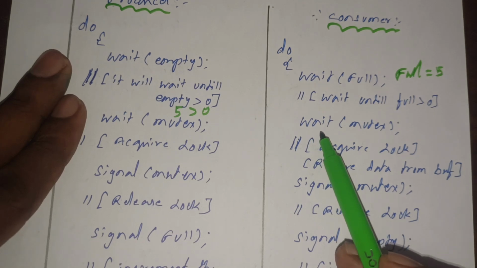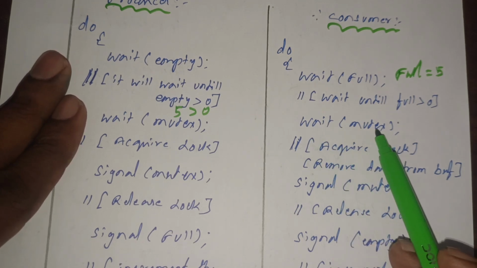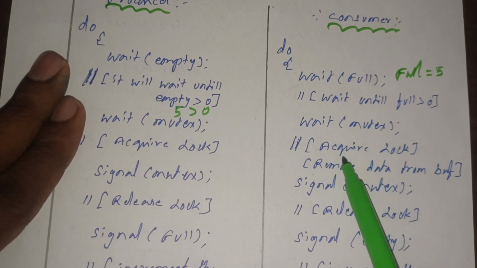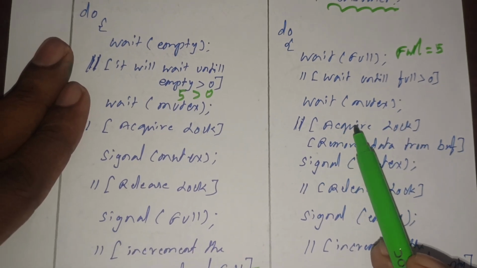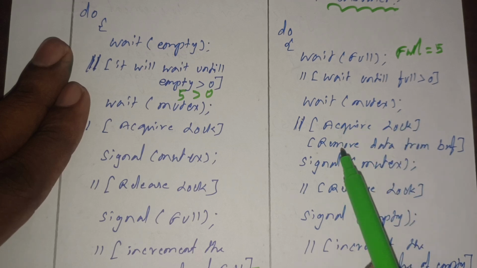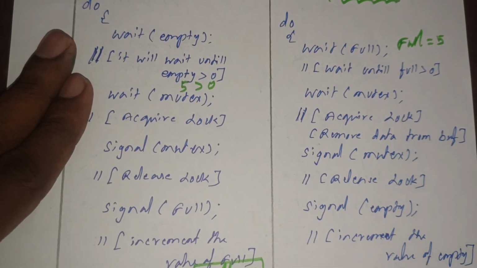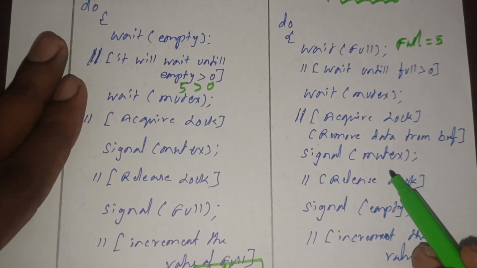Let's check how it consumes. Wait on mutex. So I'm going to call this mutex, that is to acquire. I'm going to enter this particular critical section. When I acquire, this consumer is going to remove the data from the buffer, that is, consuming it. Let's see how it removes.